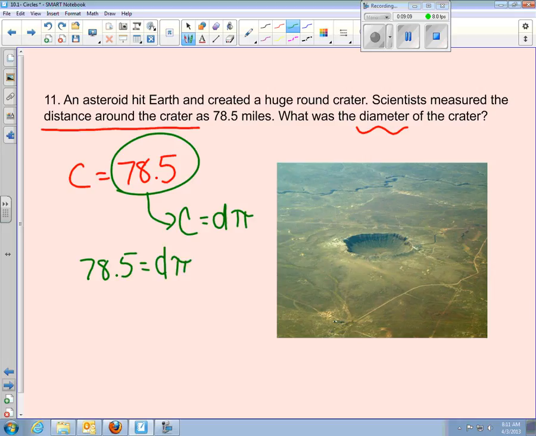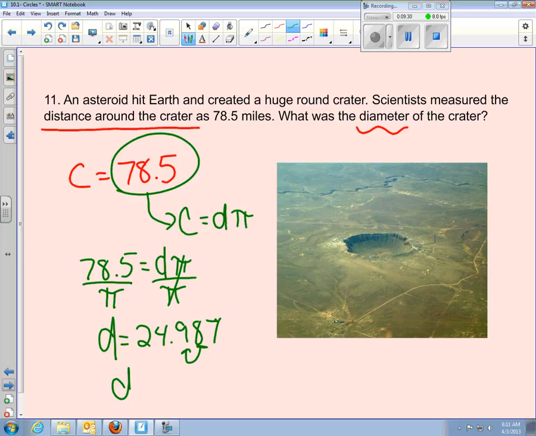So we are going to take our calculators and divide 78.5 by pi. That's going to get d by itself. So our diameter ends up equaling, it says 24.987. So if I ask you to round this to the nearest tenth, this 8 tells that 9 to round up. So our diameter, we're just going to round to 25, and I'm going to put 0.0 because I know that it wasn't exactly 25. And this came in miles, so that's going to be my label.